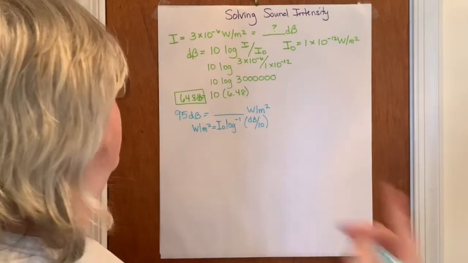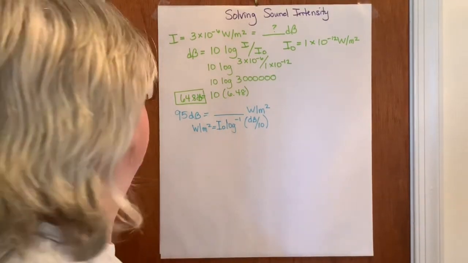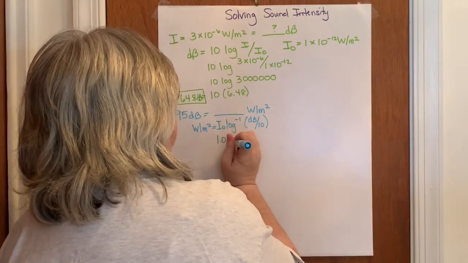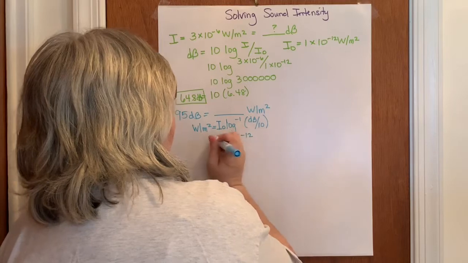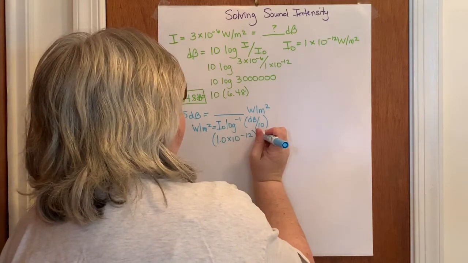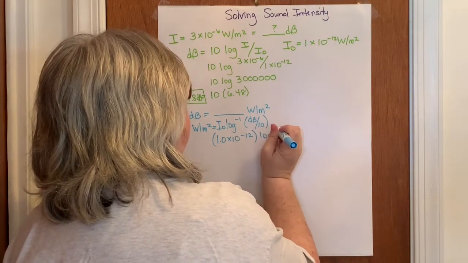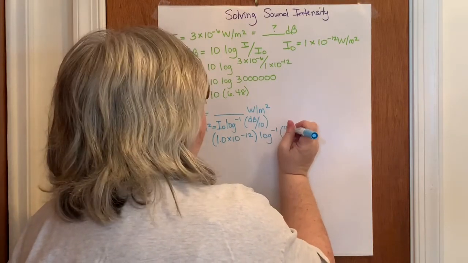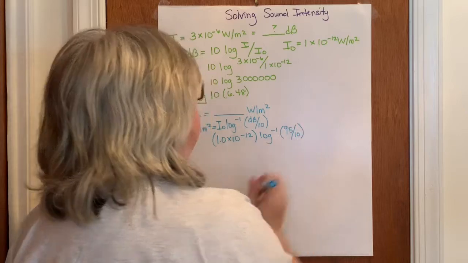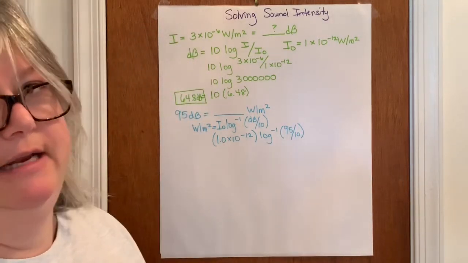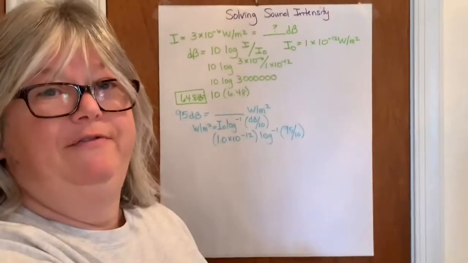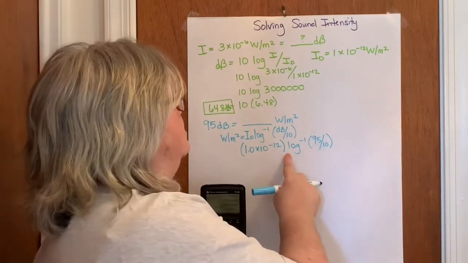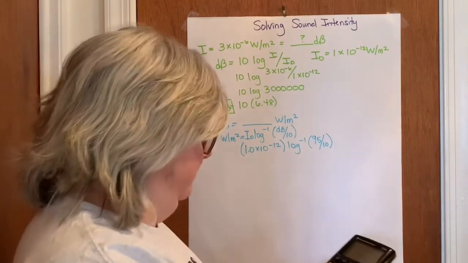Okay, so again, I'm going to solve this in stages. My I0 is 1 times 10 to the negative 12th times the anti-log of 95 divided by 10. Well, I can do 95 divided by 10 in my head. That's 9.5. So I'm now going to take the anti-log of 9.5.